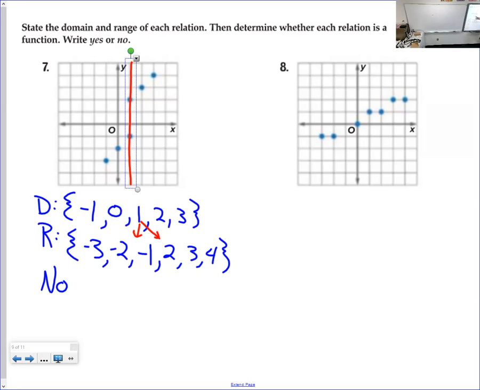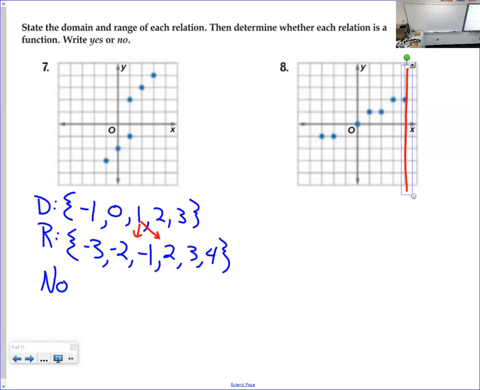Yes, and the answer is because everywhere it does pass our vertical line test, right? It passes here, passes here, passes here, here, here, here, and here. Never does our vertical line go through two different points at the same time, right?